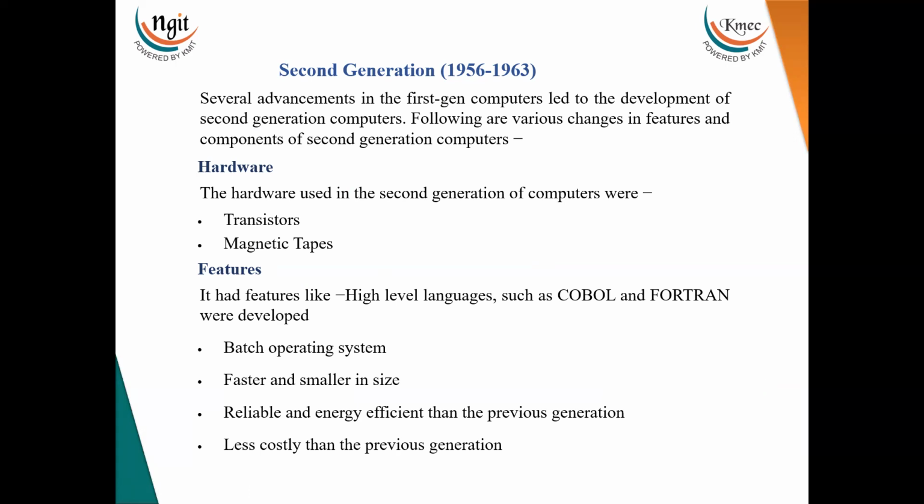Now, if we see the features, high level languages like COBOL and Fortran were developed, and a batch operating system. A batch operating system is nothing but one operating system used by more than one user at the same time. Now, faster and smaller in size compared to the first generation, because vacuum tubes are replaced by the transistors, so the overall size is reduced and speed increased, and more reliable and energy efficient than the previous generation, and the cost also reduced.